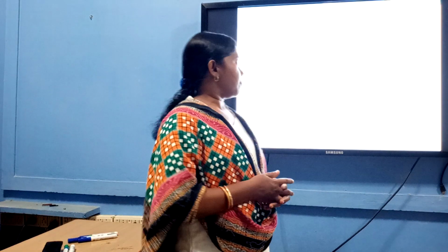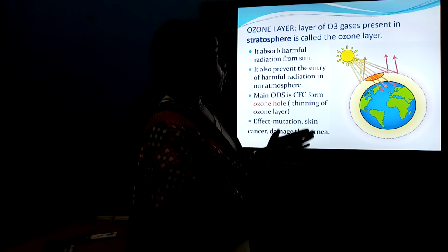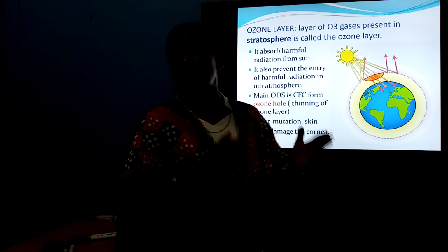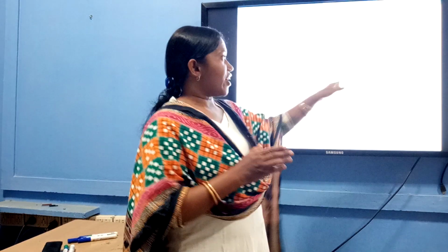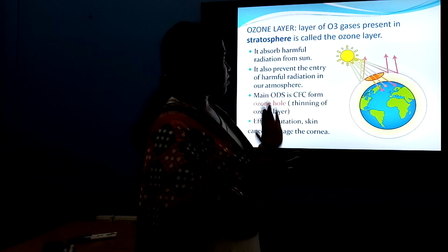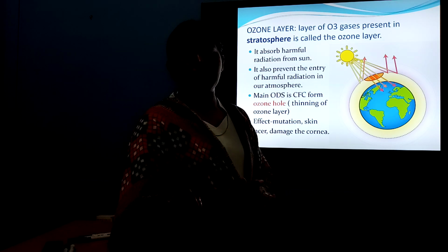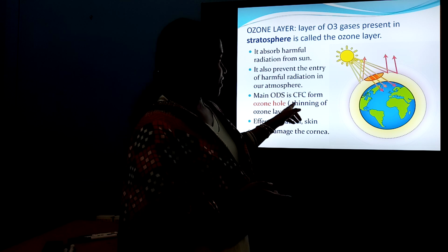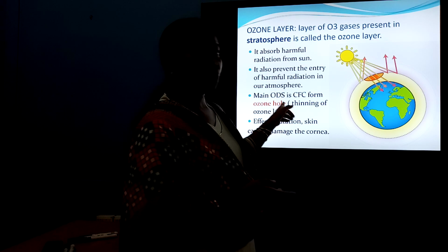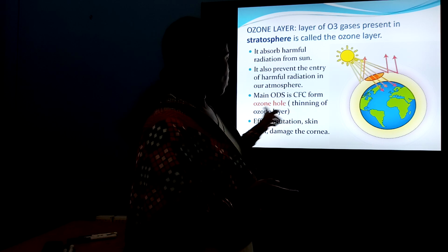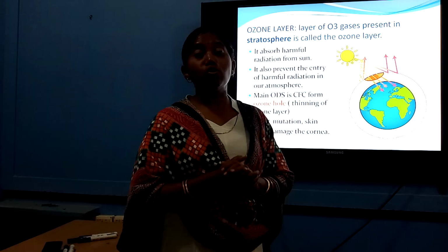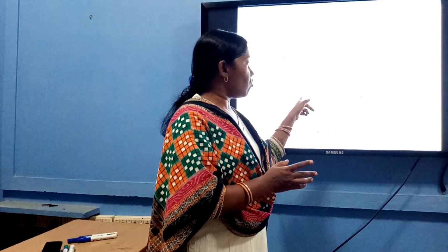Now the ozone layer. The layer of O3 gas present in the stratosphere is called the ozone layer. It absorbs harmful radiation from the sun. It also prevents the entry of harmful radiation into our atmosphere. The main ODS is CFC, which forms the ozone hole. Thinning of the ozone layer is known as the ozone hole. Now what is ODS? ODS is ozone depleting substances, and the main ozone depleting substance is chlorofluorocarbon.